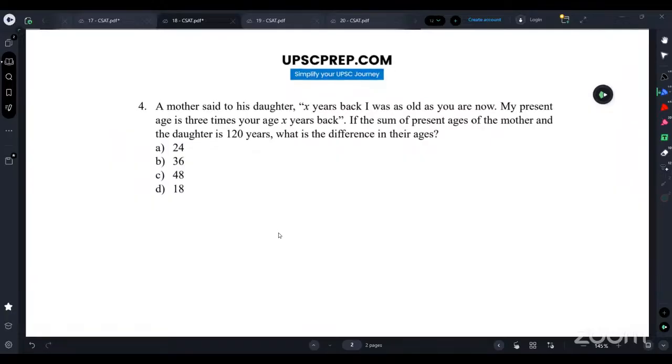See, guys, this fourth question. A mother said to her daughter, X years back, I was as old as you are now. Now, let's say for example, if I start with today, let's say mother's age is M and daughter's age is D. Now, if I go X years back, what will be the age of mother? It will be M minus X. And what will be the age of daughter? It will be D minus X.